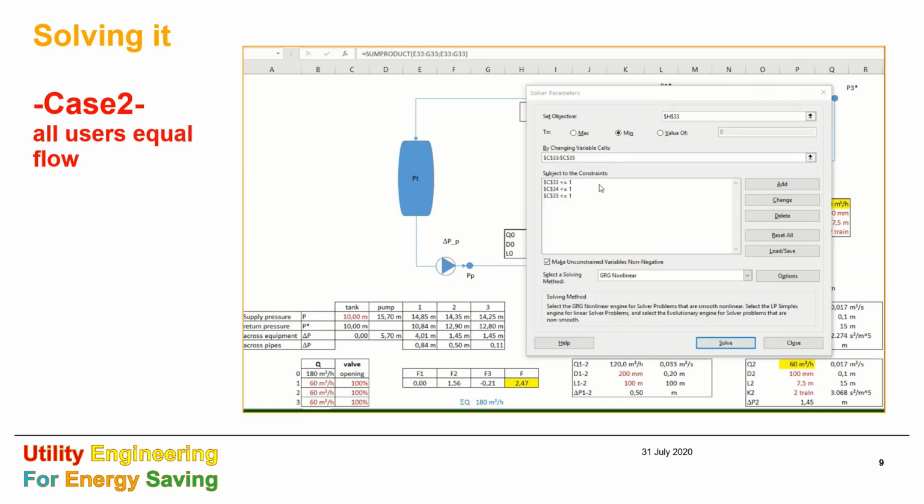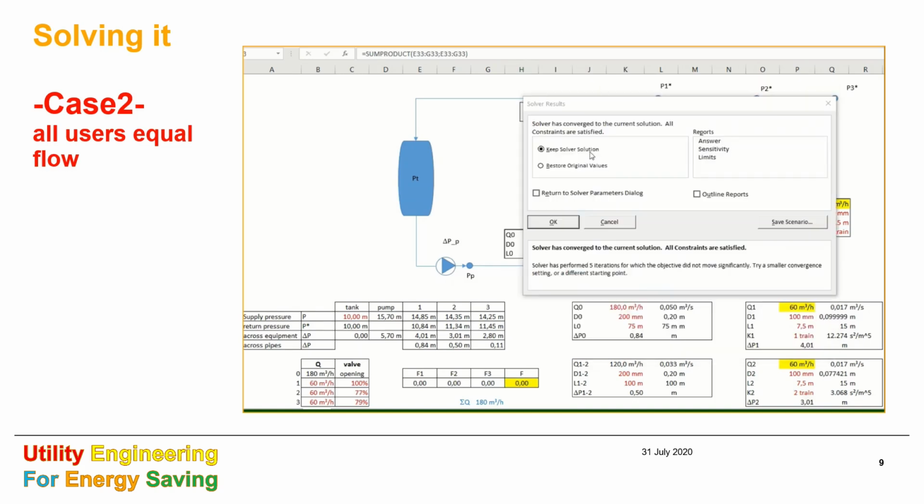The set objective is still the cell H33, so the function f, and the variable cells to be changed are the three openings of the control valves, put now to 100% as a guess value. And they are furthermore subject to the constraint that each one must be non-negative and must be less than 100%. Let's start the solver. The solver found a solution.